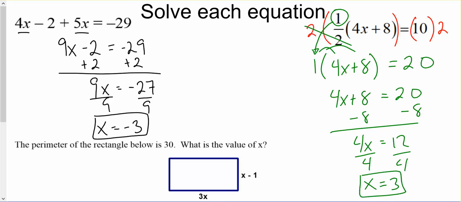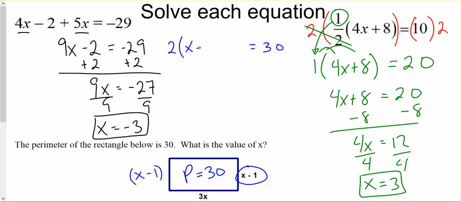For our next problem, the perimeter of the rectangle below is 30. What's the value of x? So if our perimeter is 30, then we're going to set it equal to 30. And now I've got x minus 1. I've got another x minus 1 over here. So instead of writing those twice, I'm going to say that that's 2 times the quantity x minus 1.